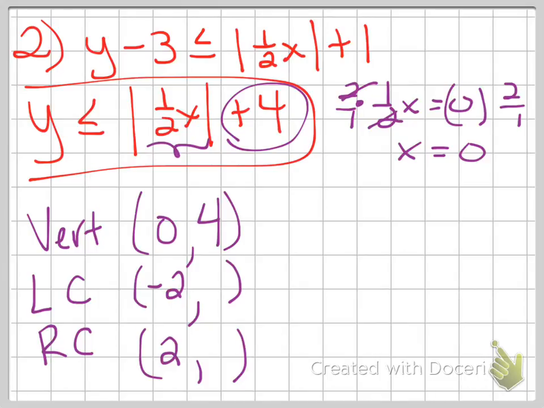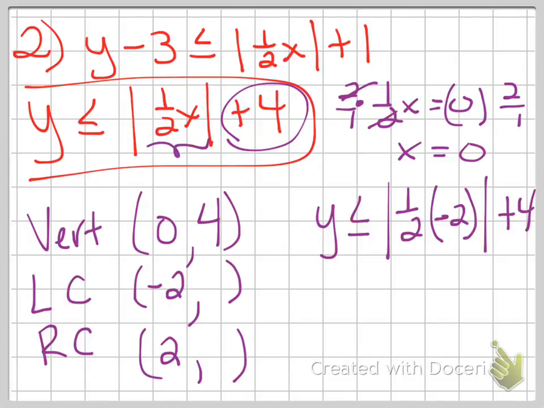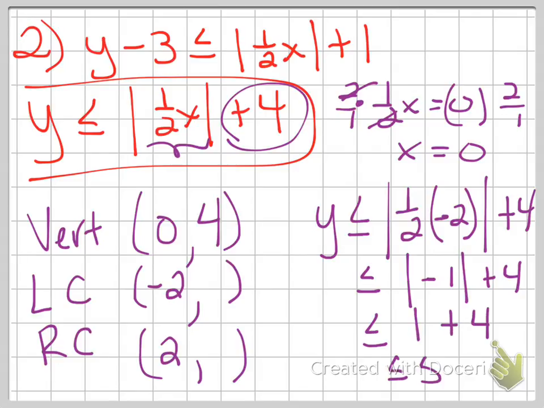So now I've got y is less than or equal to the absolute value of 1/2 times -2 plus 4. 1/2 times -2 is going to be a -1. The absolute value of -1 is 1, so I get 1 plus 4, which is 5. Okay, so my y value is 5. And then for my right coordinate, because I was equidistant from my vertex, I can actually just use that same y value. But again, you can always double check yourself if you're ever uncertain.